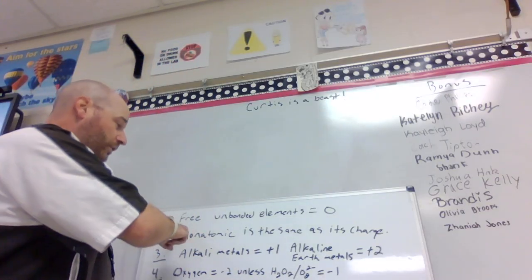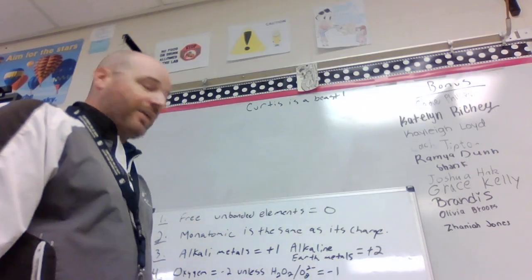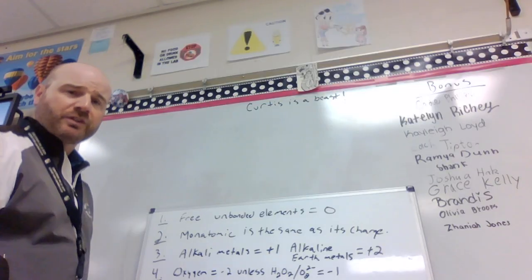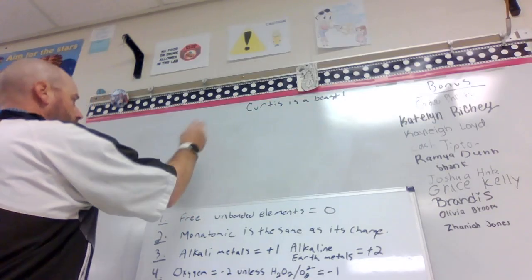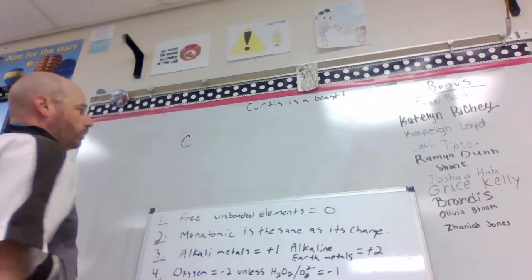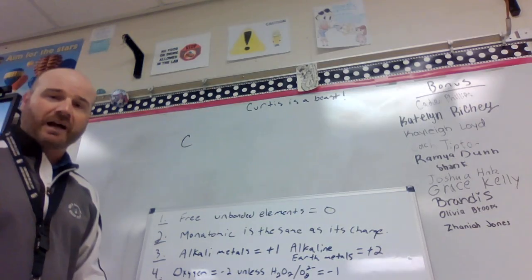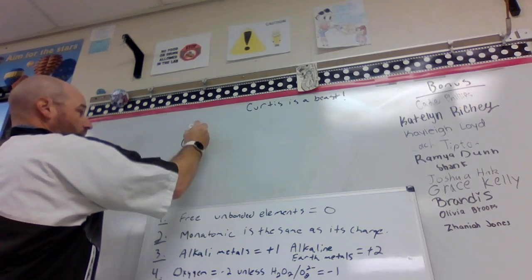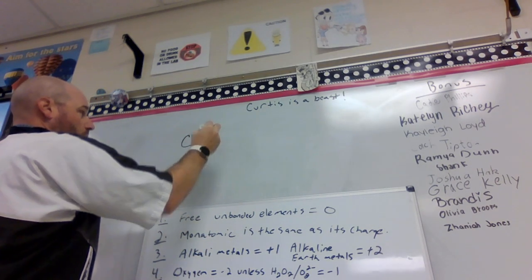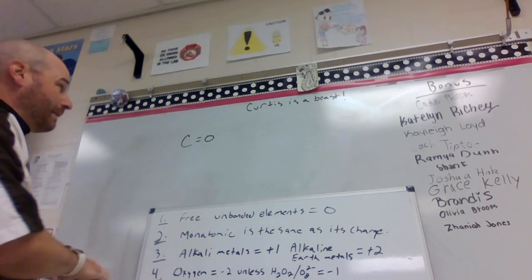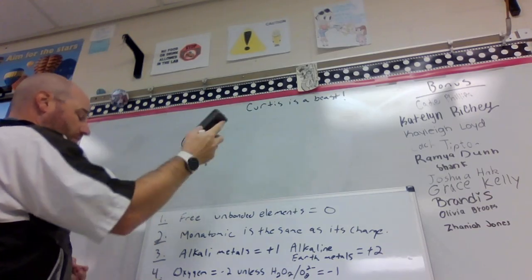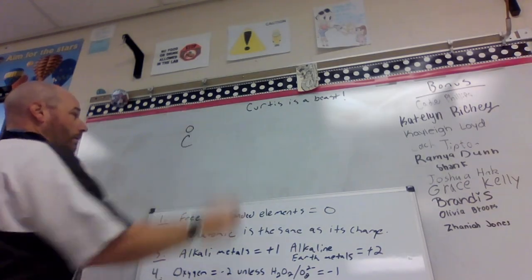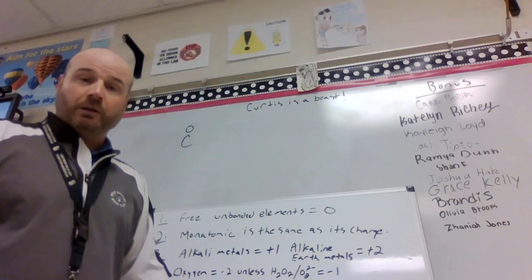So first thing we have here is free unbonded elements have an oxidation number of 0. Some examples of that would be carbon. Just carbon by itself. If you see carbon by itself in an equation, then you know that it is going to have an oxidation number that equals 0. Or as we will start to label when we get into the reactions, we'll put that right above the actual element.